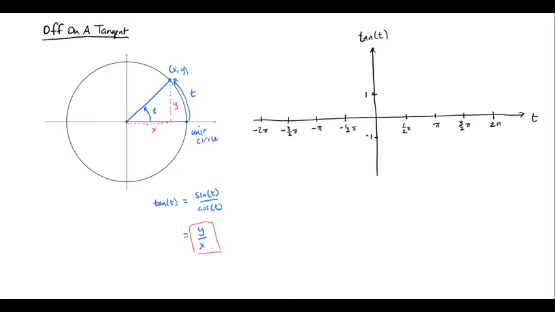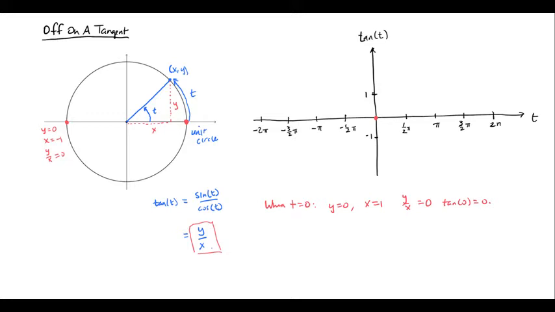So when t is 0, well, that means I'm right here at this starting point, and my y is 0 and my x is 1. So y over x is equal to 0. That means tangent of 0 is equal to 0. So I'm going to mark a nice big point in my graph right there. And in fact, let's just think about some other places where we might expect the tangent to be 0. Here, for example, y is equal to 0 and x is equal to negative 1. Still, we're going to have y over x is equal to 0.